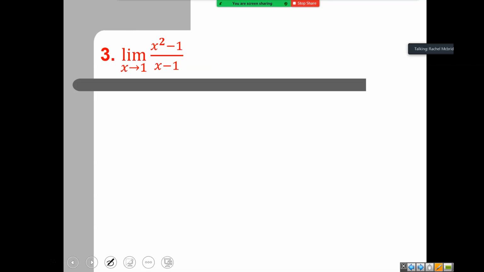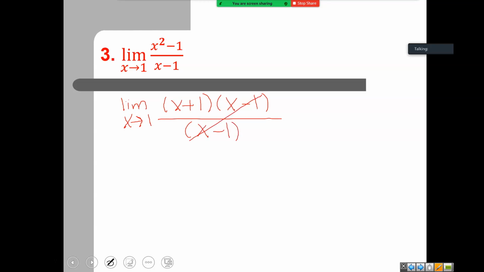Alright guys, 1 minus 1, 1 minus 1, what do we get? Okay, what's x squared minus 1? Yeah, it's a difference of squares. So x minus 1, x minus 1. Cancel.